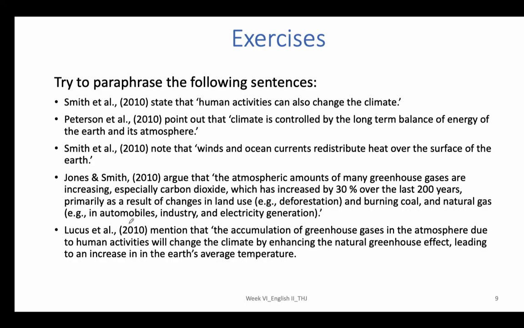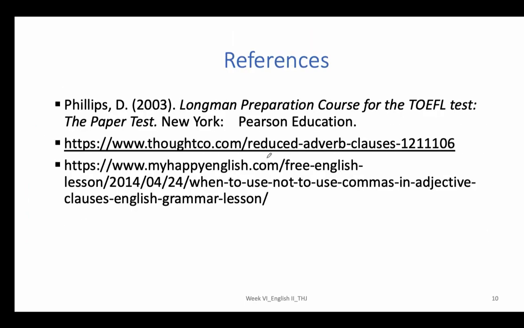What I would like you to do is try to paraphrase the following sentences. There are 5 sentences. Please try to paraphrase each sentence by using the techniques or strategies that we have discussed before. And here are the references. If you want to know more about paraphrasing, you can visit these references.